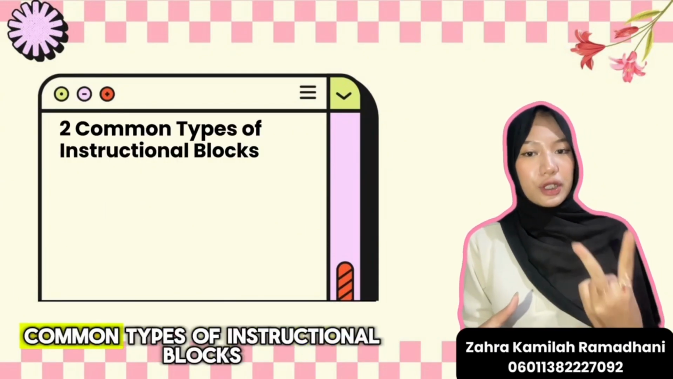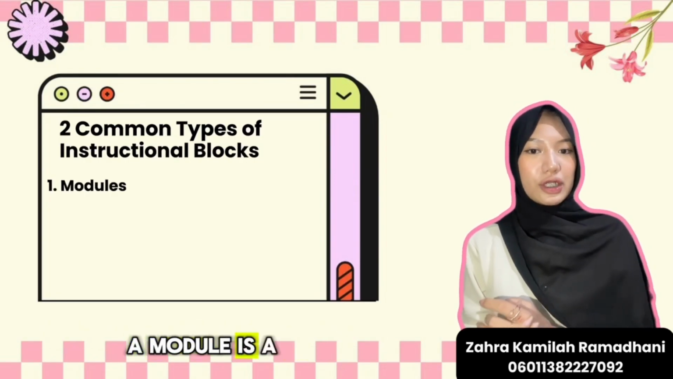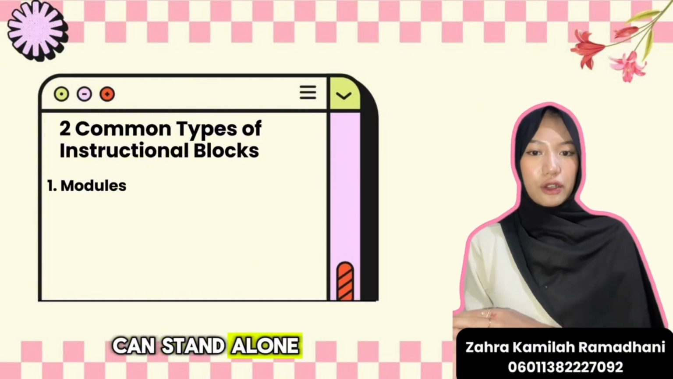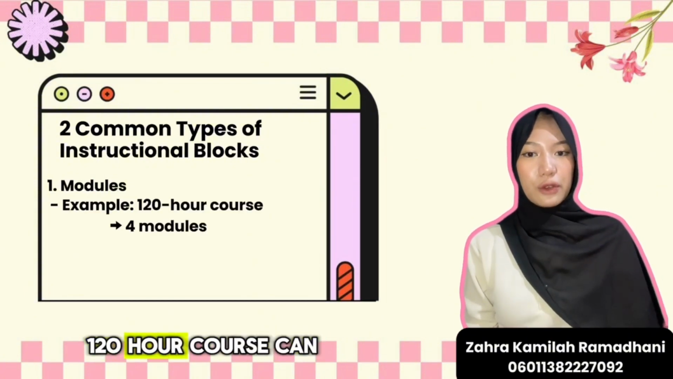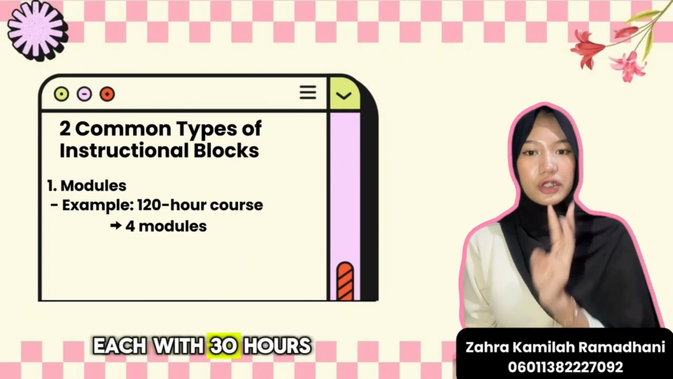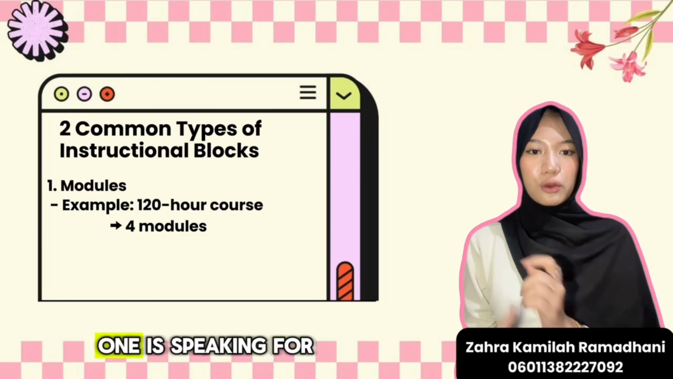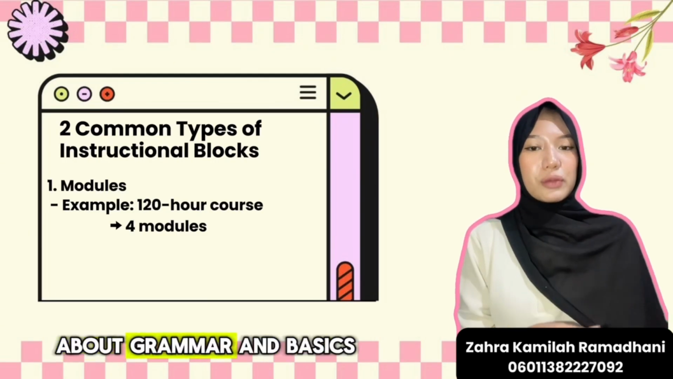So, there are two common types of instructional blocks. The first one is modules. A module is a set of lessons that can stand alone and has its own purpose. For example, a 120-hour course can be divided into 4 modules, each with 30 hours, such as Module 1 is speaking for daily life, and Module 2 is about grammar and basics.